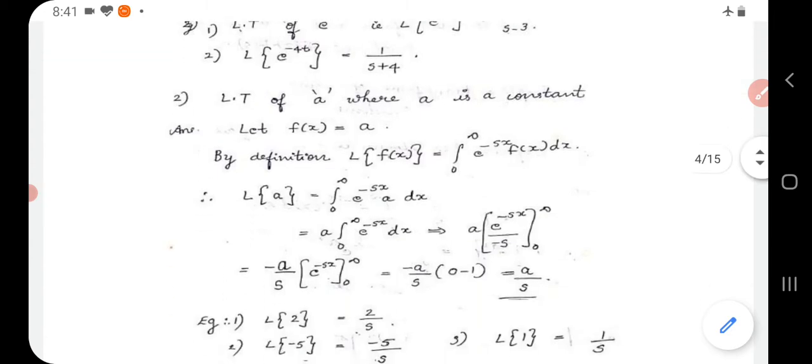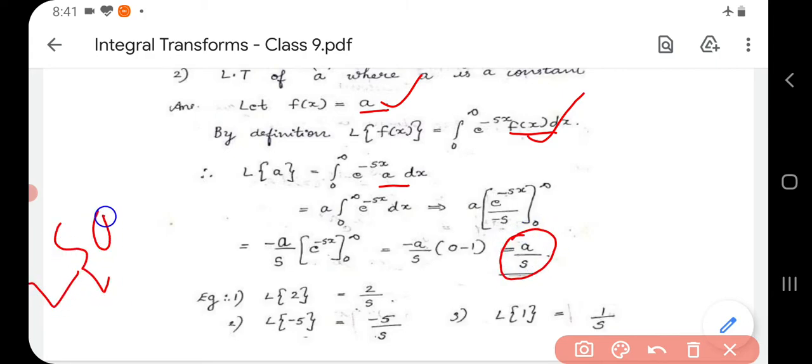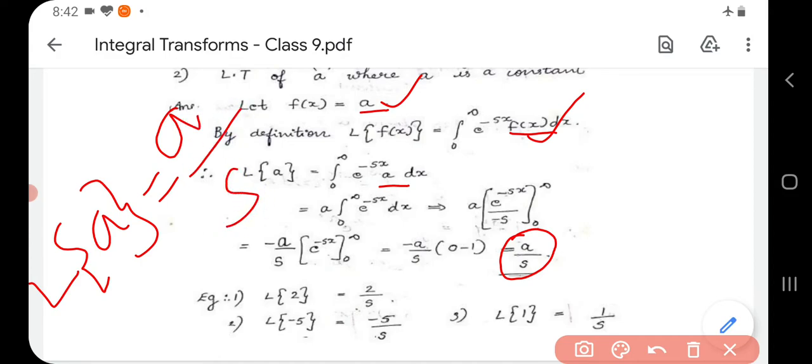Now, next formula. If you are asked to find the Laplace transform of a constant, say a, then in the formula, instead of f of x, write a, perform the integration and apply the limit. The formula is a by s. That is, if you are asked to find the Laplace transform of a constant a, then your answer will be that constant divided by s. See the example. What is the Laplace transform of 2? 2 is a constant. So your answer will be that constant, that is 2 divided by s. Laplace transform of minus 5 is minus 5 by s. Laplace transform of 1 is 1 by s.